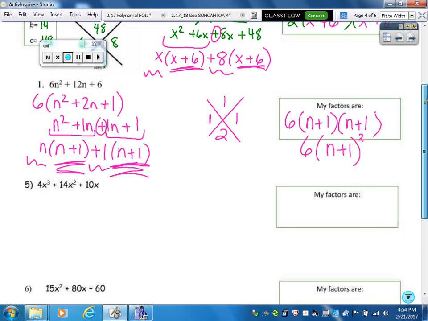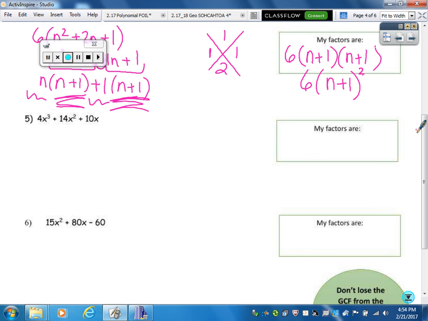Alright, let's try out our GCF of the next one. So 4, 14, and 10x. First thing I notice is they all have x's. Usually we start with the greatest exponent of 2 and then have none at the end. So let's go ahead and pull out that extra x.